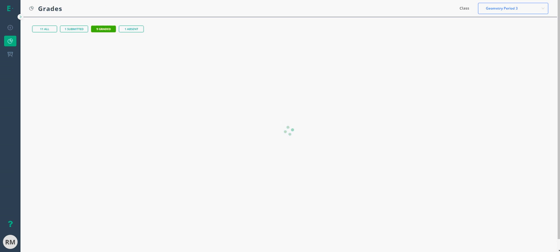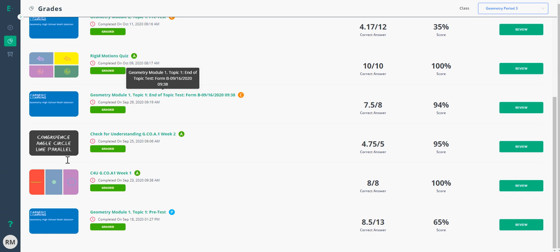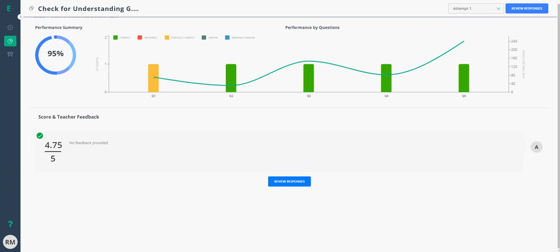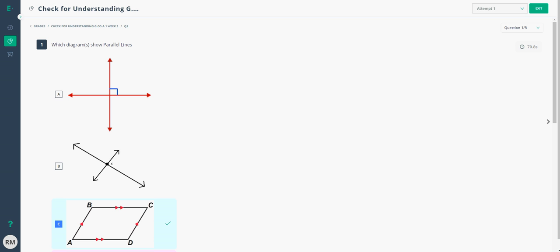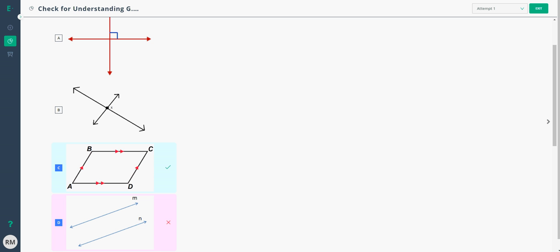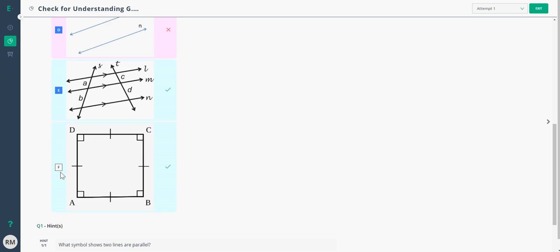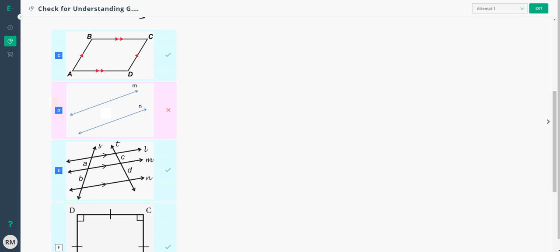Now we're going to go ahead and talk about your week 2 quiz. So let's go and click week 2 to review. We're going to go ahead and click review responses again. So it says, number 1, which diagrams show parallel lines? And it wasn't very clear in this question, but it should have been a select all. Whenever in Edulastic you see these boxes instead of circles, that means it's a select all instead of a multiple choice, which is why this person got one of them wrong.